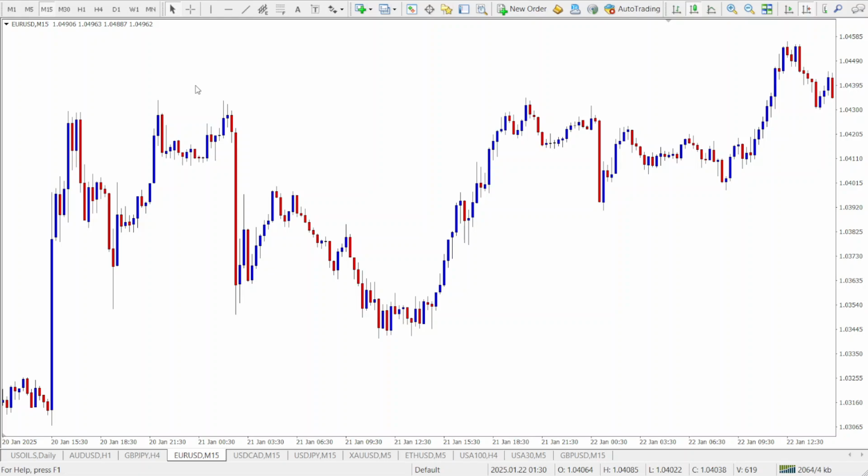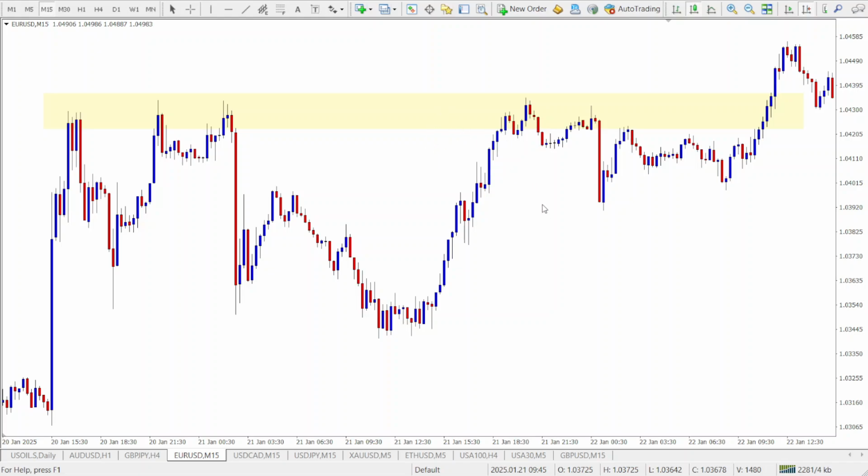When you find a supply zone, those are areas that push price lower. Think of it as a ceiling where the market struggles to break through.